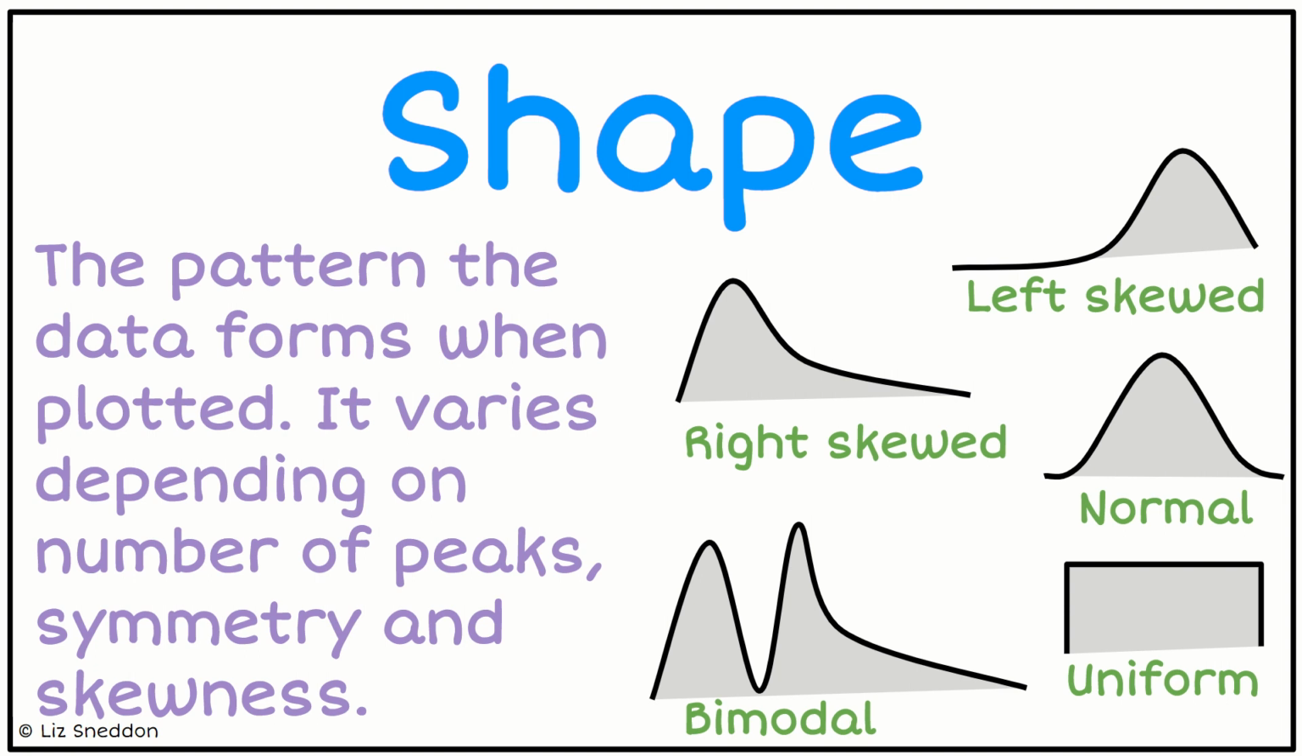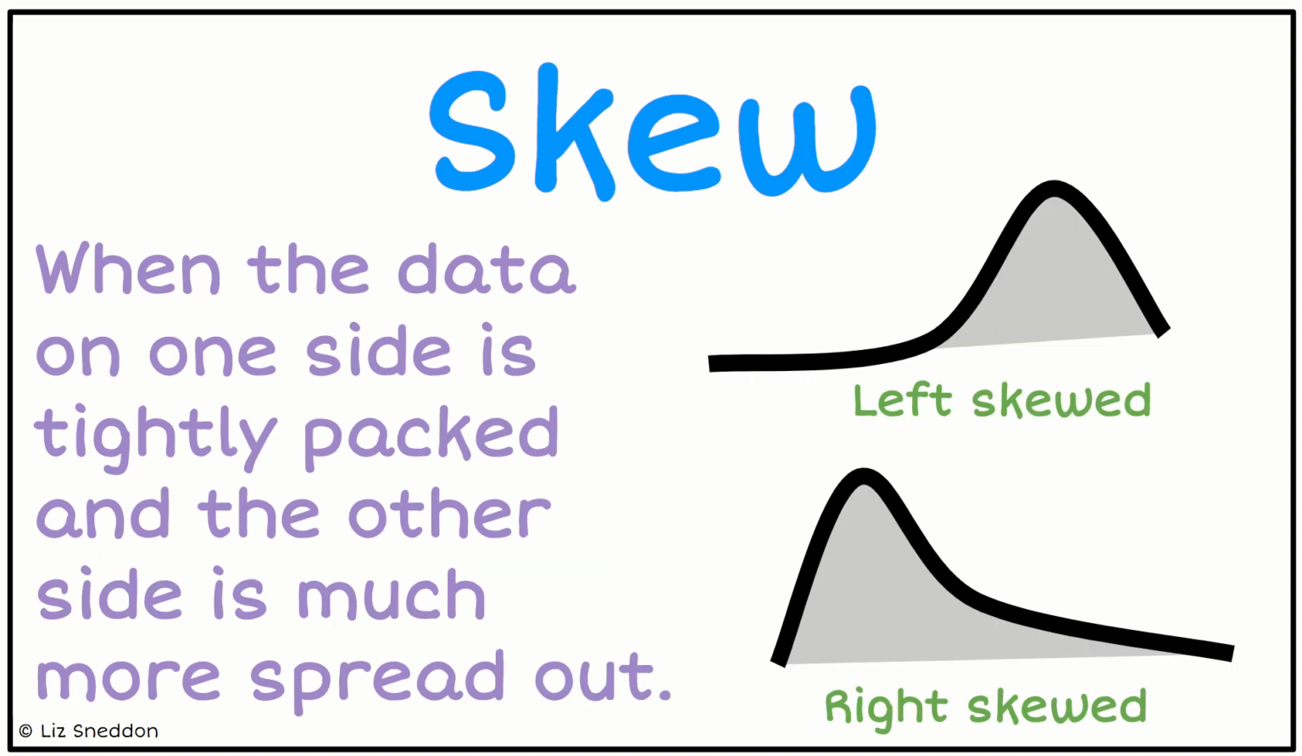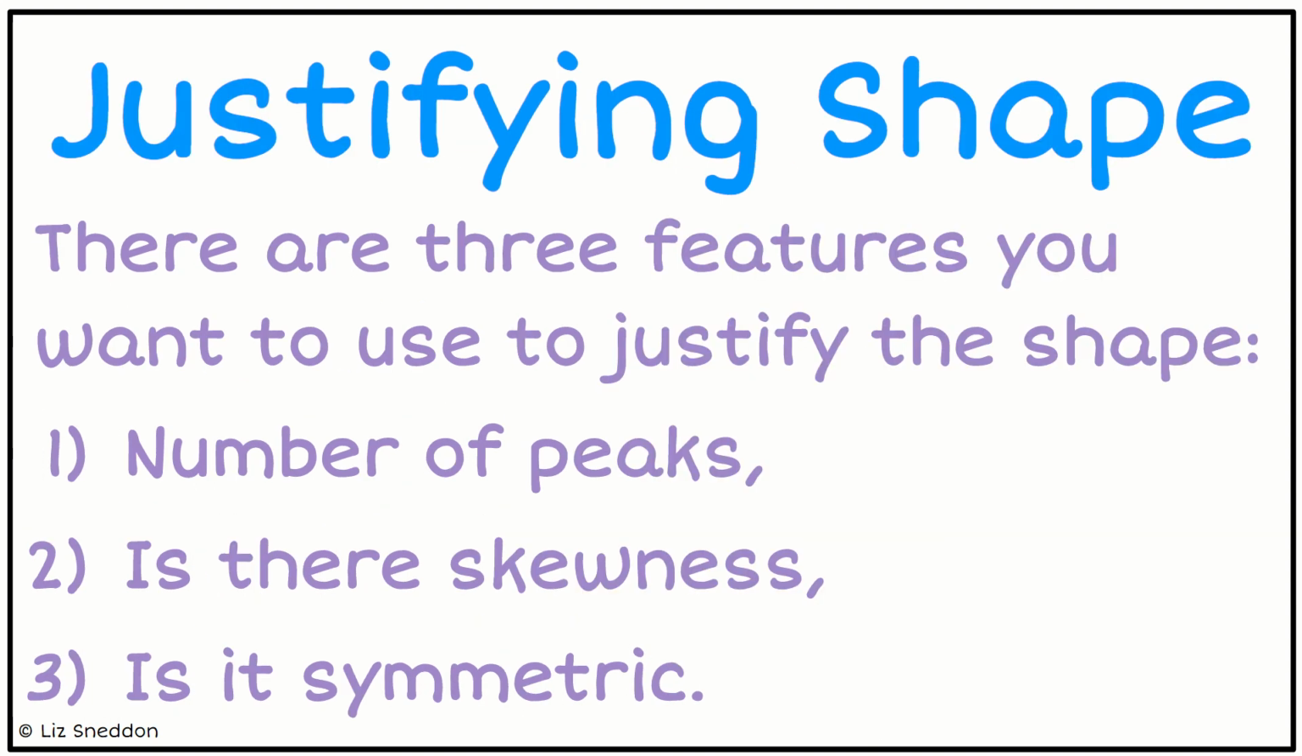Is there one peak, two peaks? Does it look pretty symmetrical, or is it skewed? When we talk about left and right skewed, we're talking about whether there's a longer tail on the left hand side or a longer tail on the right hand side. And when we look to try and justify the shape, then we can think about how many peaks there are, is it symmetric, and is there any skewness?